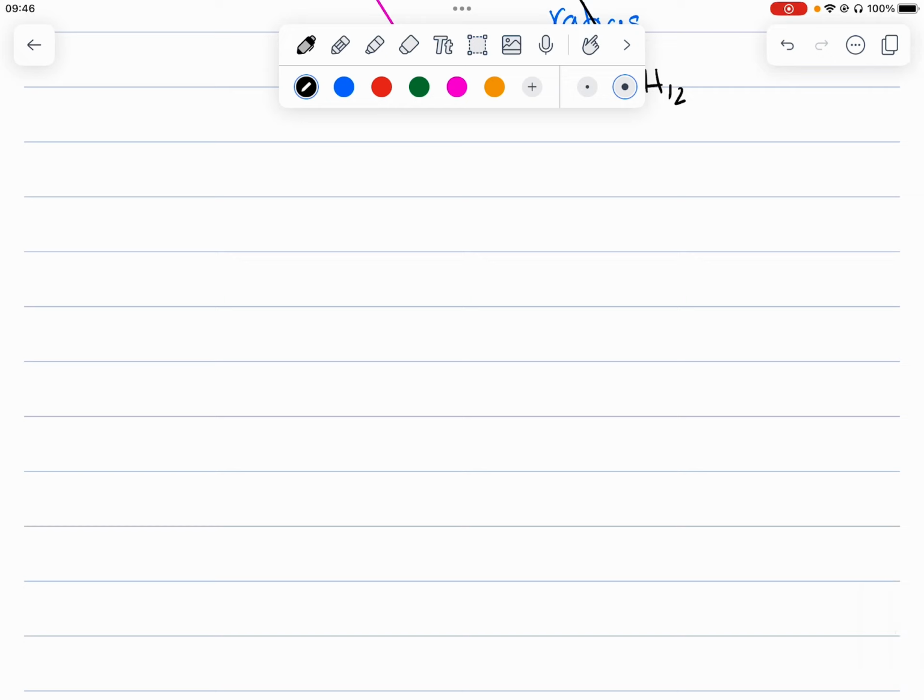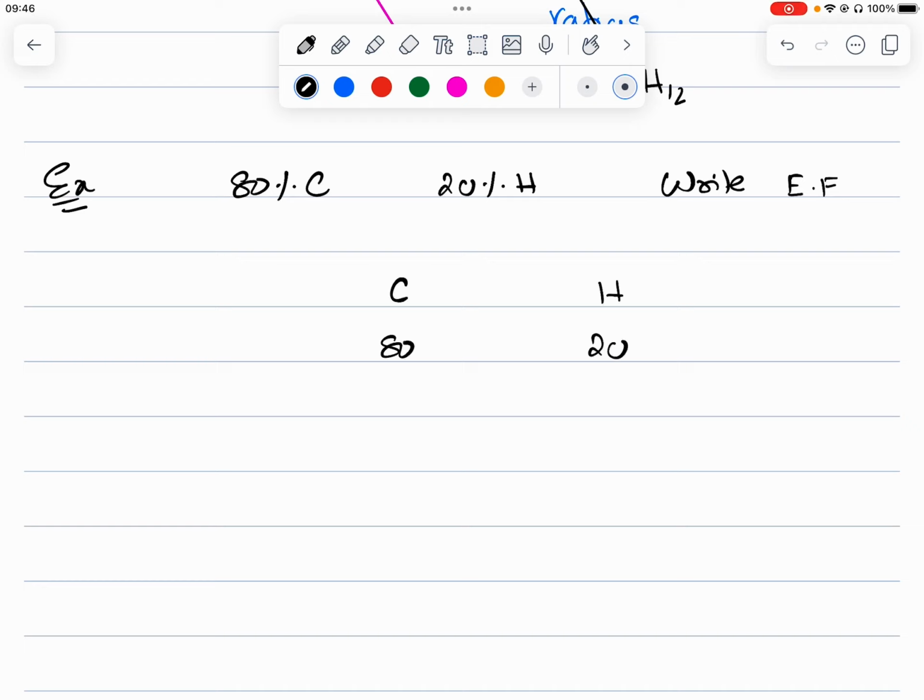So what am I going to do? For example, I'll do an example over here. A compound has 80% of carbon and 20% of hydrogen. Now write the empirical formula. So first, before going to the worksheet, I'll do some examples, then it will be easy. Make two columns, carbon, hydrogen. Carbon is 80, hydrogen is nothing but what? 20.